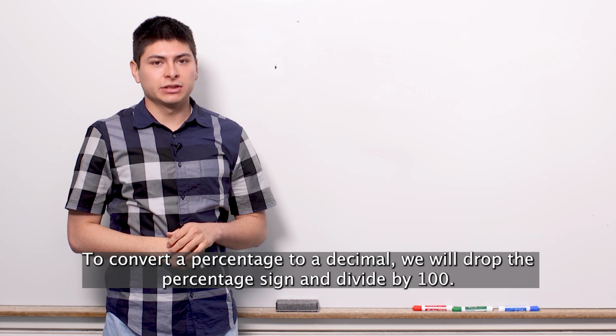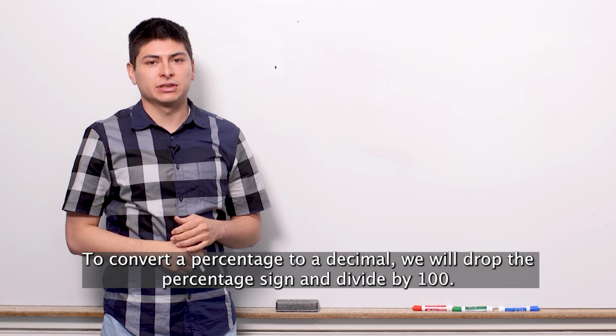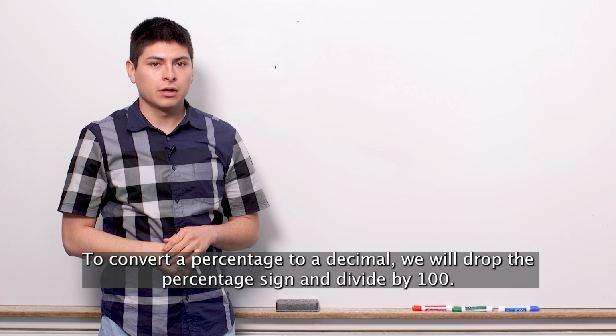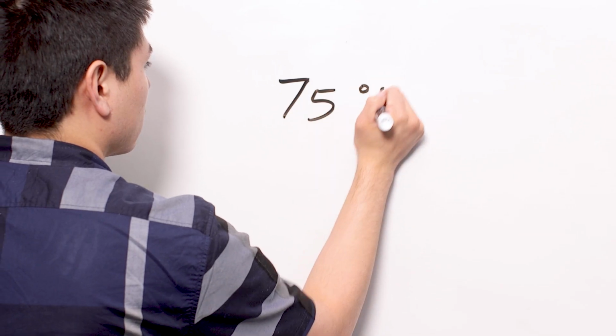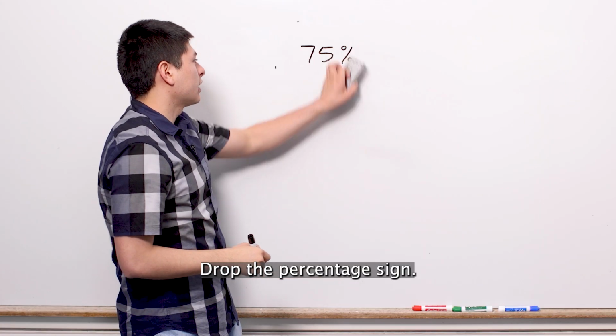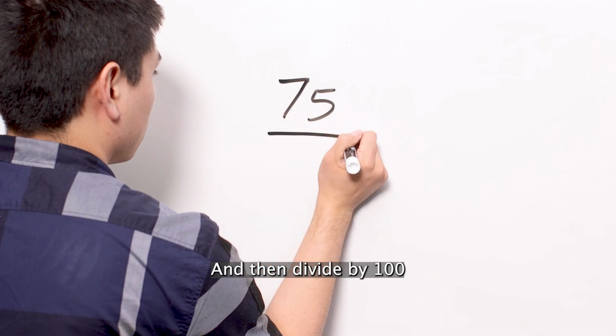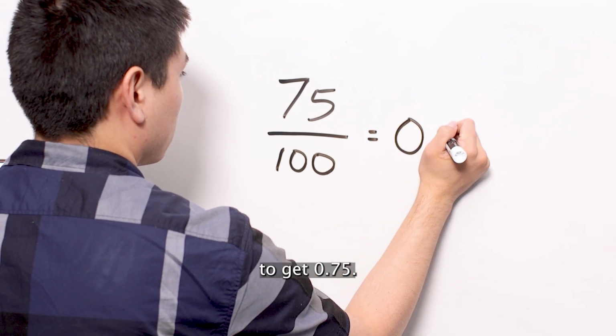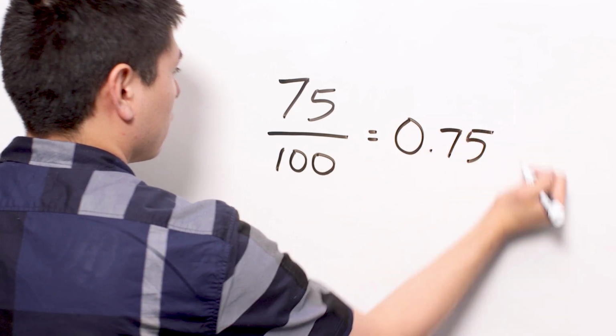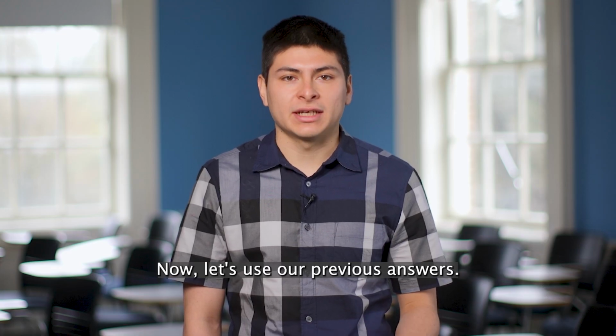To convert a percentage to a decimal, we will drop the percentage sign and divide by 100. So for instance, we will take our 75%, drop the percentage sign, and then divide by 100 to get 0.75. Now, let's use our previous answers.